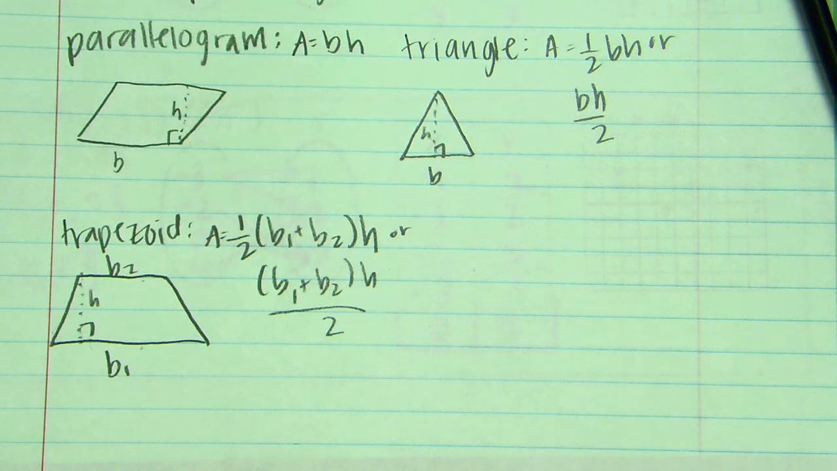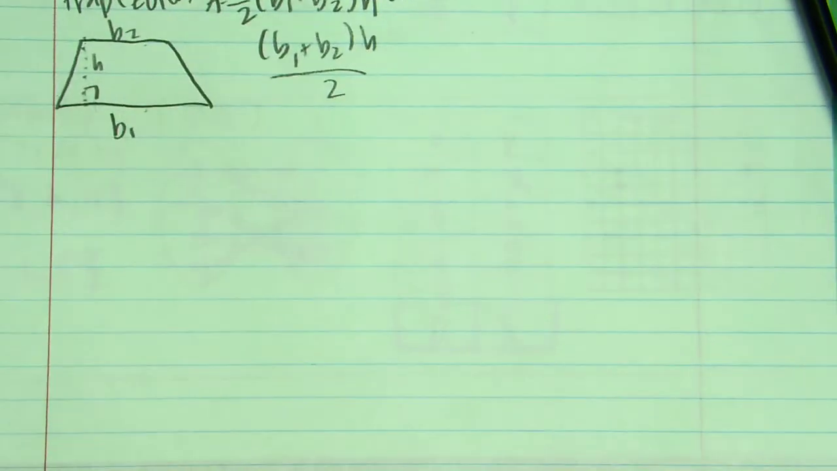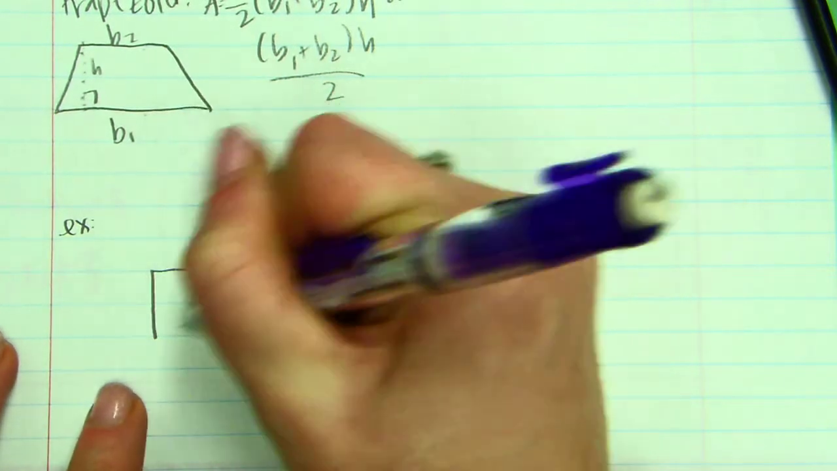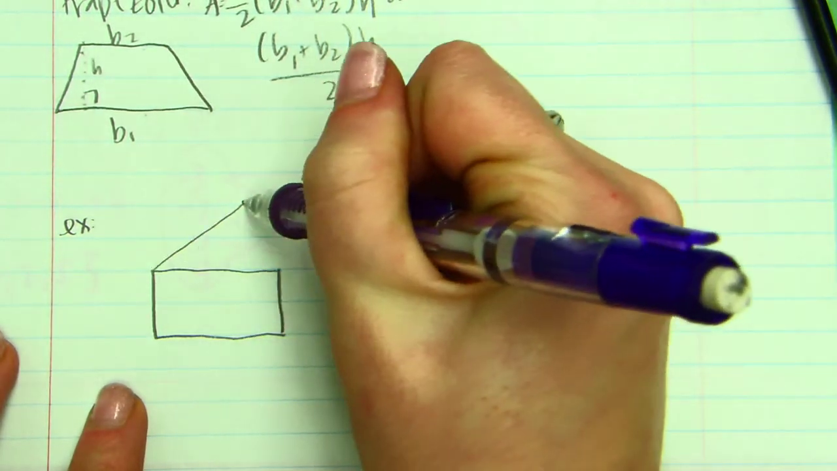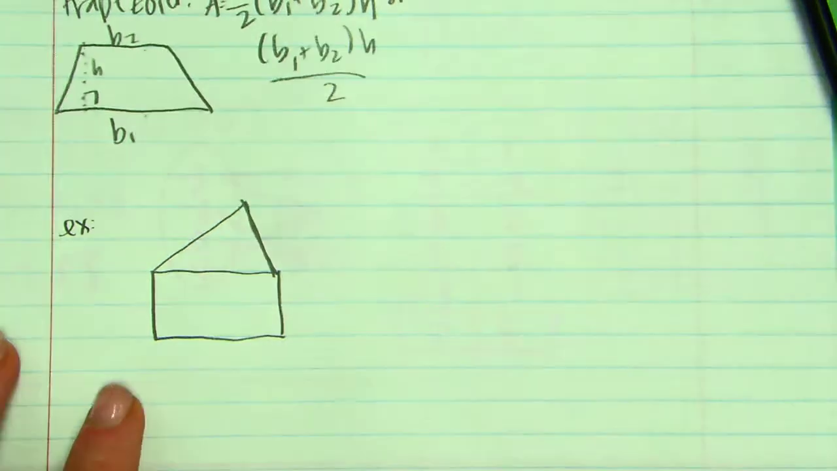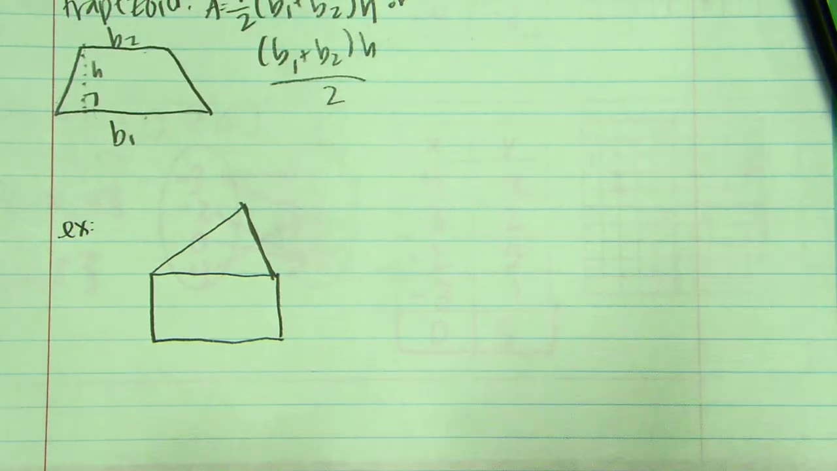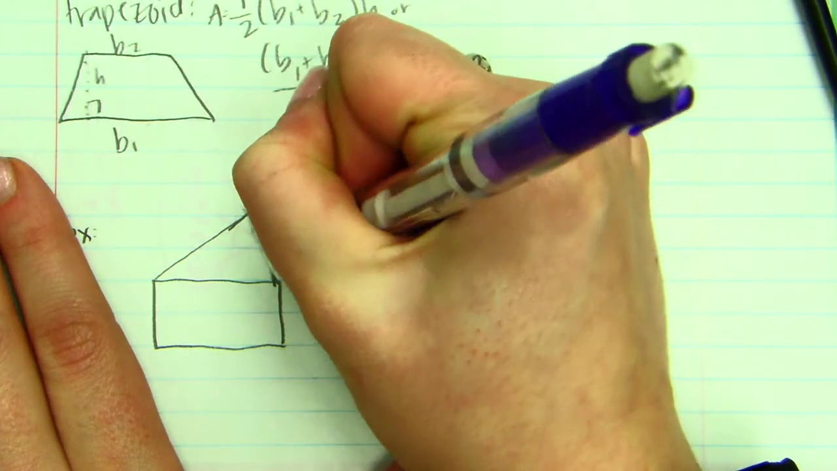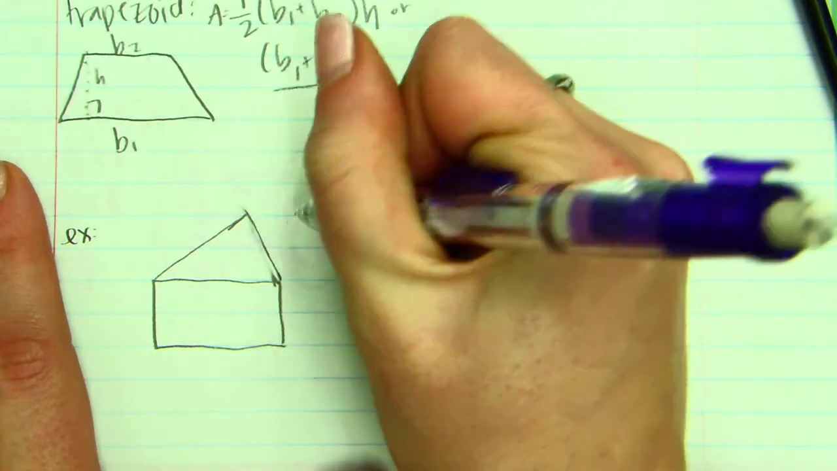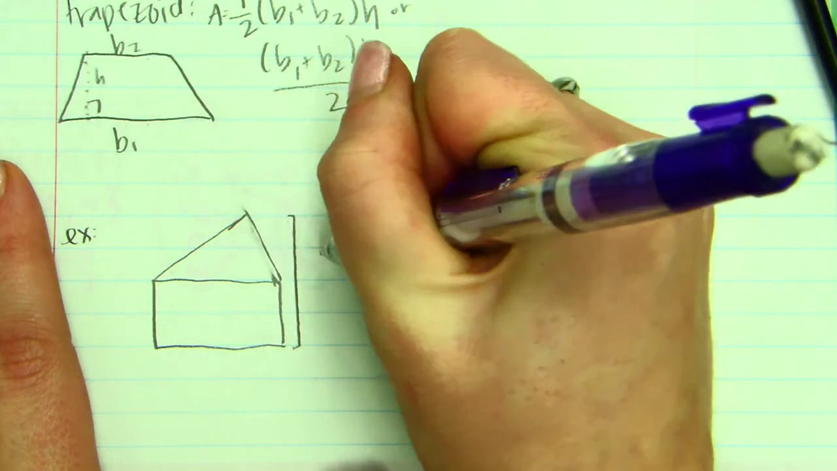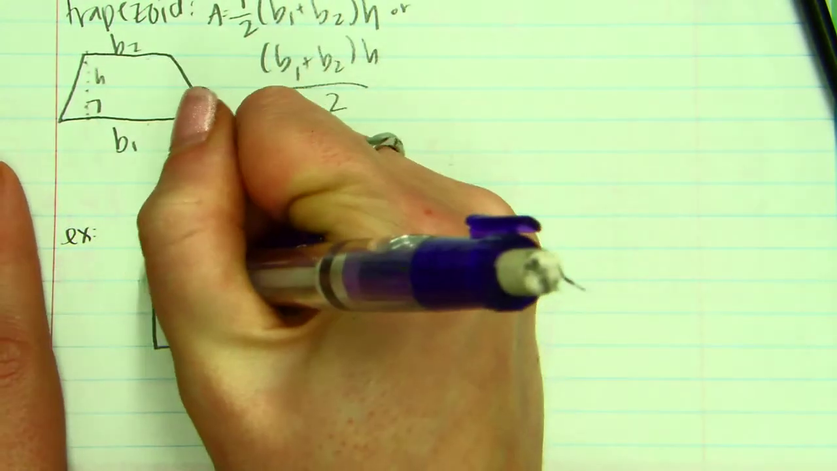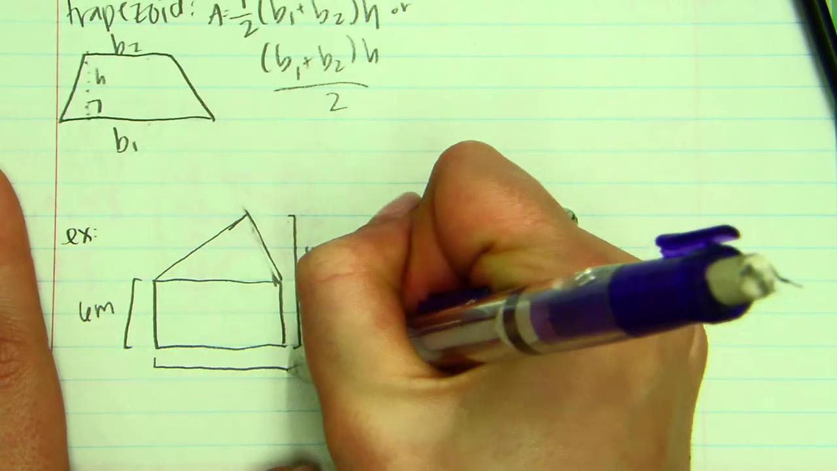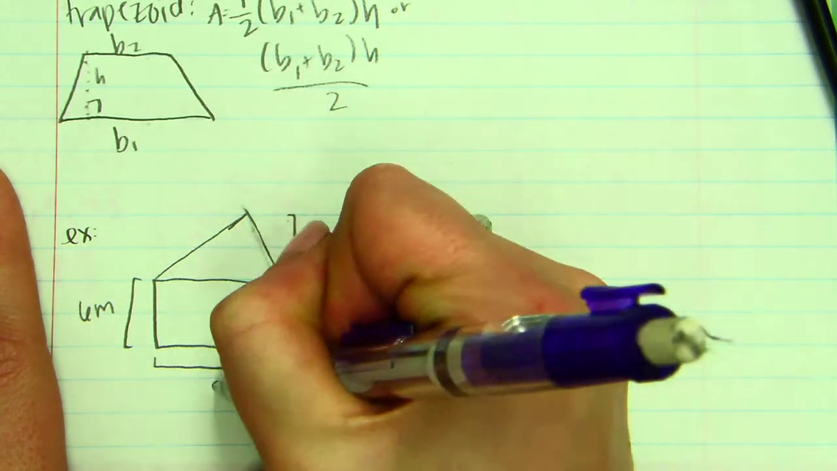So we can use these formulas to find the area of a figure that has multiple shapes in it. So maybe for one example, I'll have a rectangle with a triangle on top. And so we need to find the area of this whole house shape, and I did not draw that very well. I'm going to fix that quick. And so let's say I know that from here to here is 10 meters, and from here to here is 6 meters, and from here to here is, let's say, 8 meters.